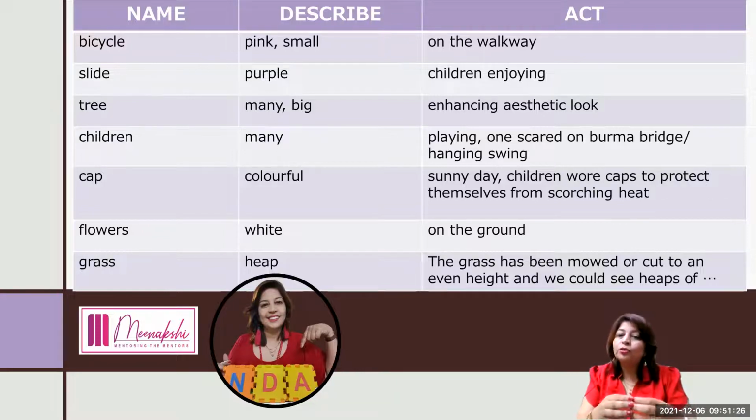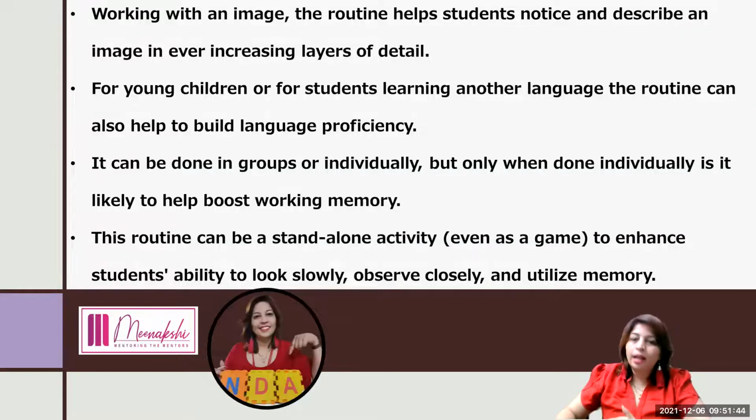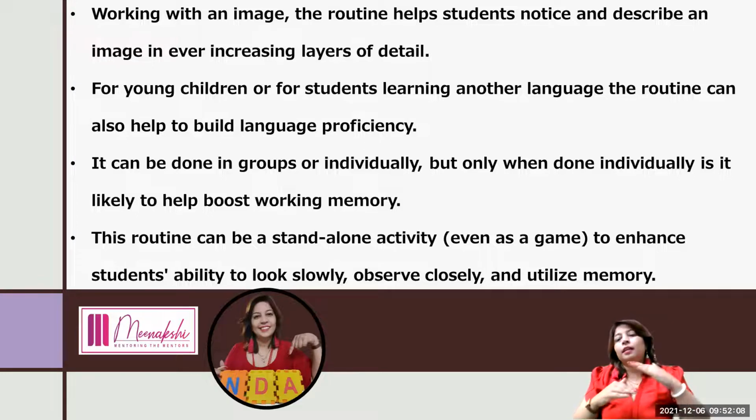This is how they will be able to develop their picture composition, moving from nouns to adjectives, and then verbs or the statements, phrases, sentences, right? Now, if we talk about the purpose of this strategy, I have mentioned a few points over here. See, working with an image, this routine, this strategy helps students to notice and describe an image in ever increasing layers and detail. See, they are developing layers one above another. First, they are highlighting the nouns, and they are writing about the adjectives, and they are writing the verbs.